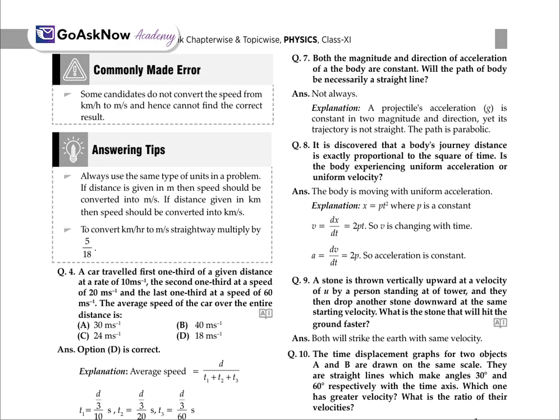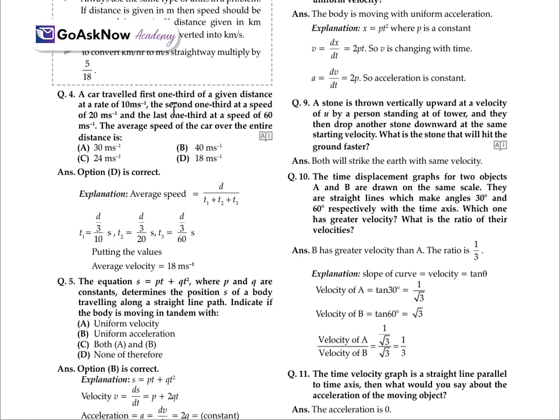Now, moving to the next: a car traveled the first 1/3 of a given distance at the rate of 10 meter per second, the second 1/3 at a speed of 20 meter per second, and the last 1/3 at a speed of 60 meter per second. The average speed of the car for the entire distance? What is it actually asking? It is asking about the average speed.